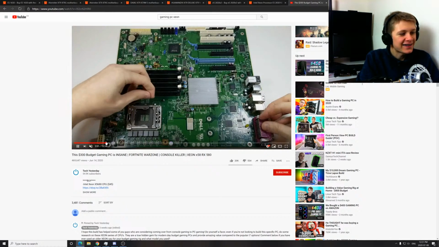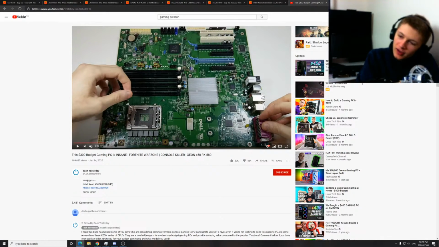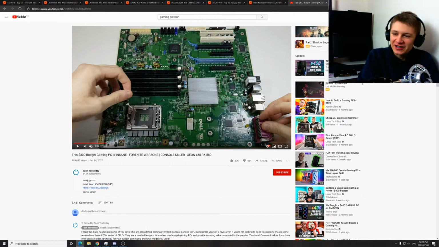Okay, guys, let's look at something. Everyone, please take a good look at this motherboard. I'm going to give you a good 10 seconds, and then I'm going to show you later in the video, and you can tell me if you see a difference.